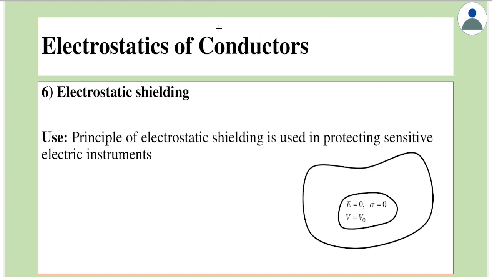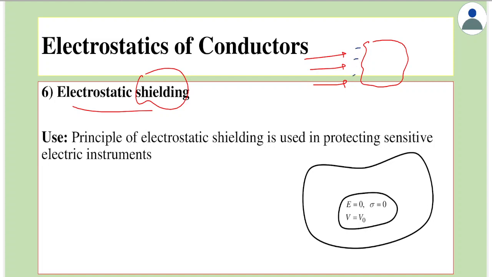The last point is called electrostatic shielding. Now, shielding is a common English word which means to protect. So what happens is, many times if you have a conductor, as seen in the first point earlier, and suppose we apply an external electric field, then the charges would distribute in such a way that the charges would be minus on this side and plus on this side, such that the net field inside would be 0. So E inside would be 0.